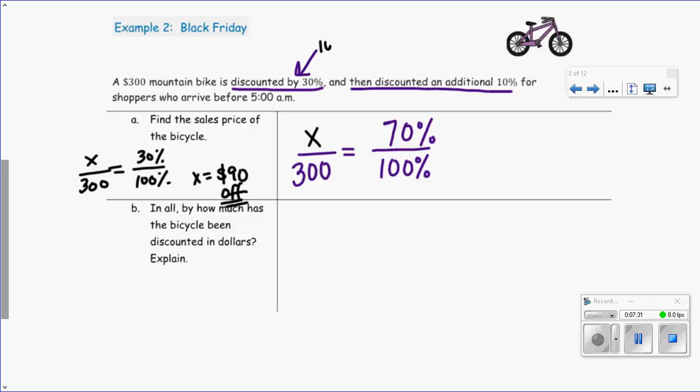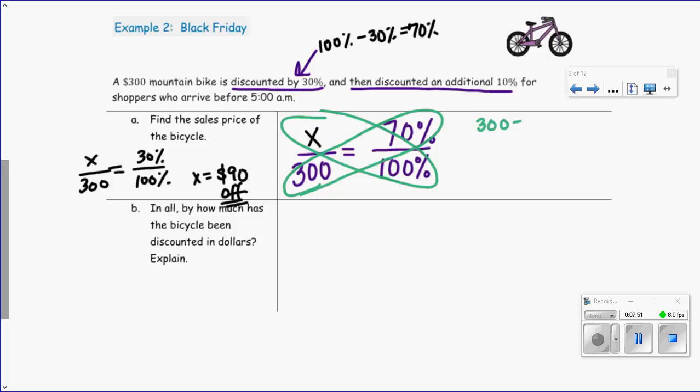Or discounted by 30% means 100% minus 30% equals 70%. So it's like those problems we did where someone had 70% less than someone else. Okay, so now we have our cross products and we can solve, and guess what we're going to get? We're going to get the same answer as if we had done the extra step of 300 minus $90. Okay, in this example, x is $210. So $210 is the sale price.